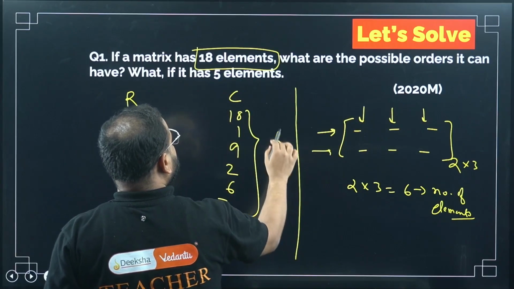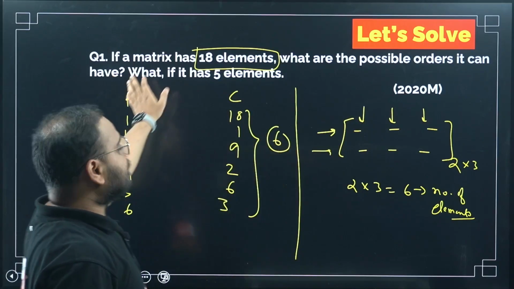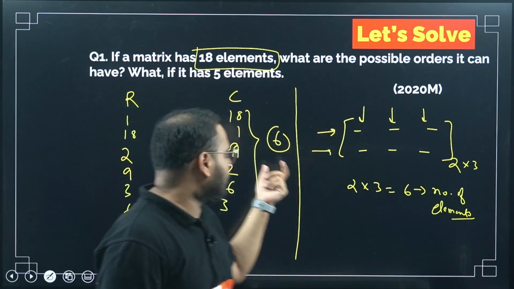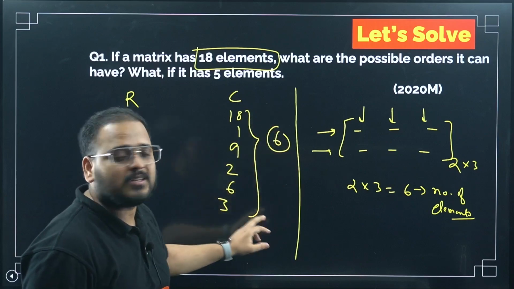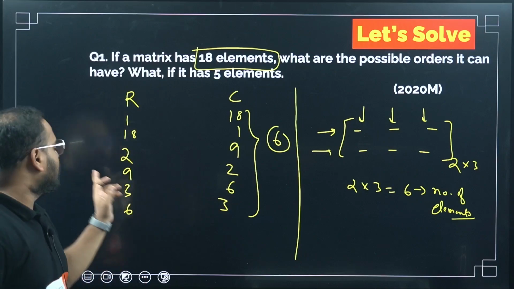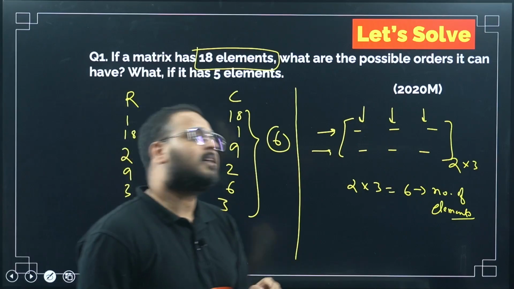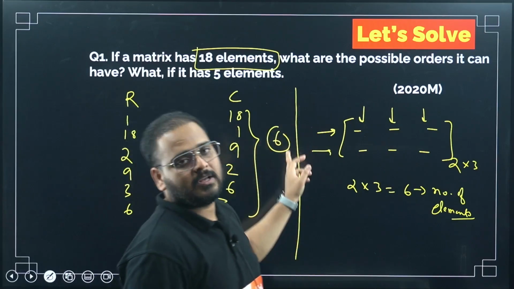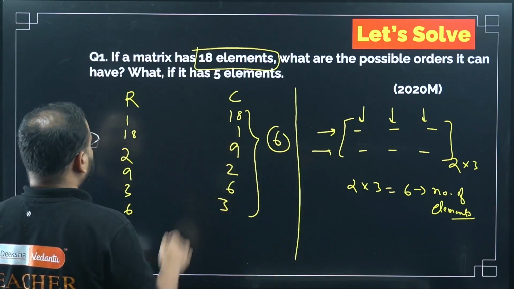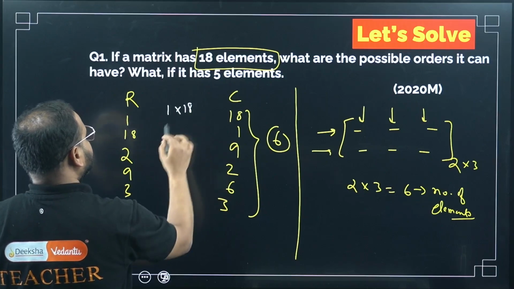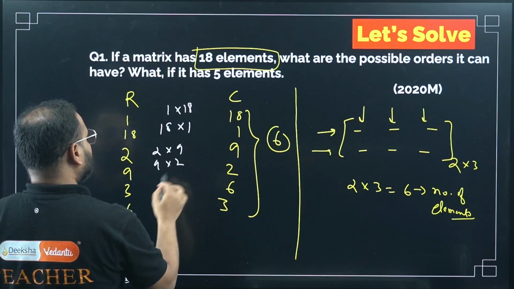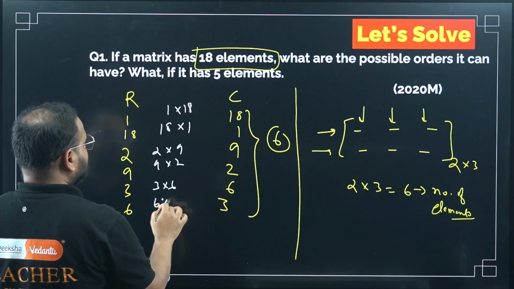What is the answer? 6 possible orders. For a matrix which has 18 elements, there can be 6 matrices of different orders: 1 by 18, 18 by 1, 2 by 9, 9 by 2, 3 by 6 and 6 by 3. The number of such orders is 6. I can write it as 1 cross 18 or 18 cross 1, 2 cross 9 or 9 cross 2, 3 cross 6 or 6 cross 3.